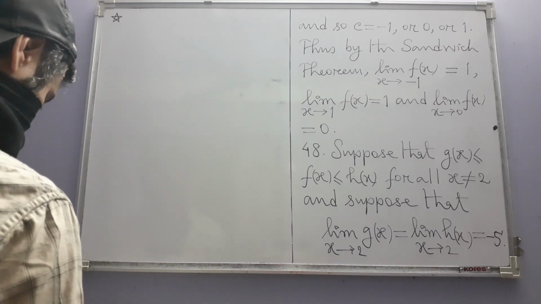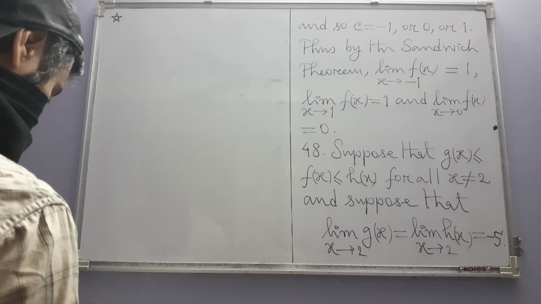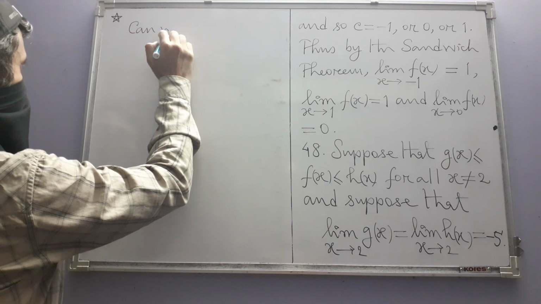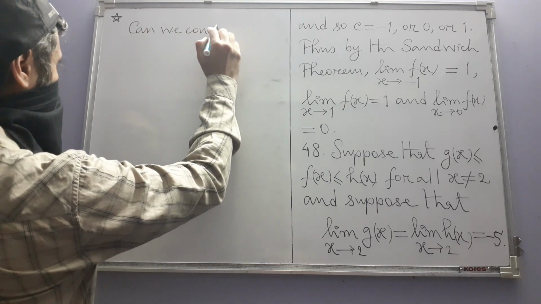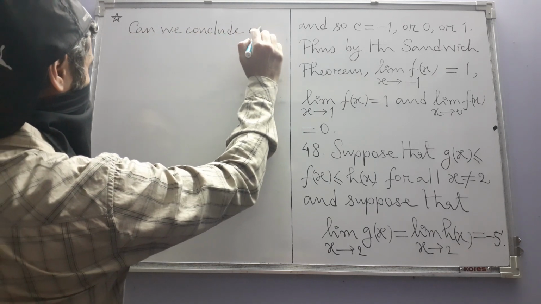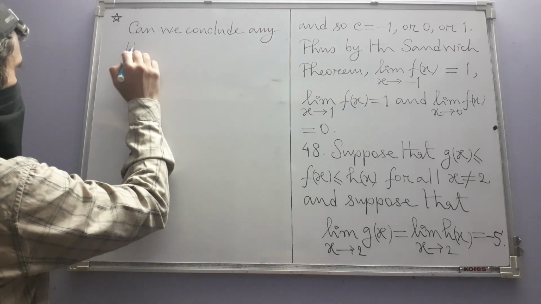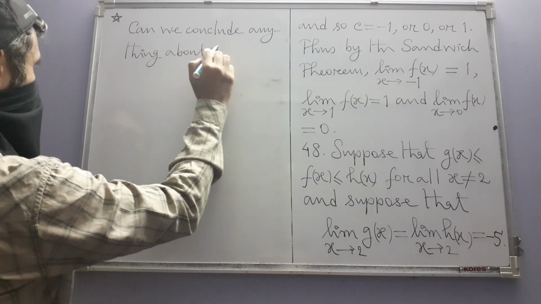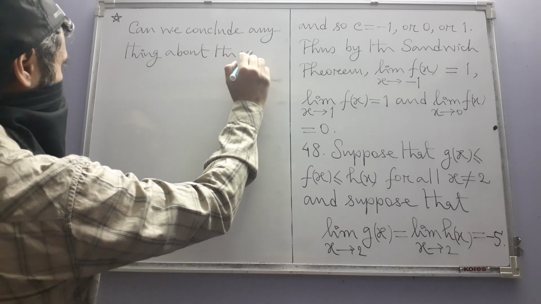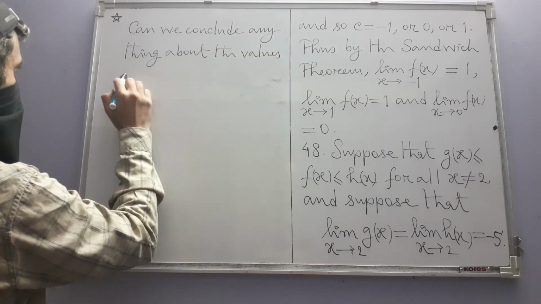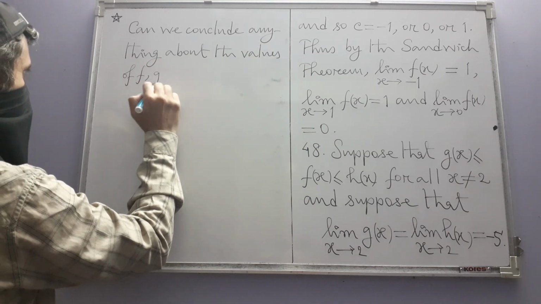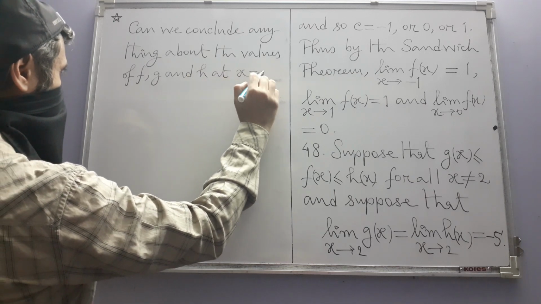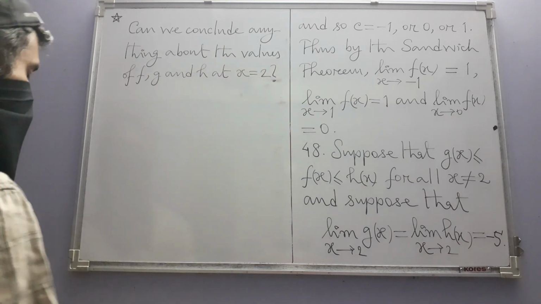Can we conclude anything about the values of f, g and h at x equal to 2? Is it possible?